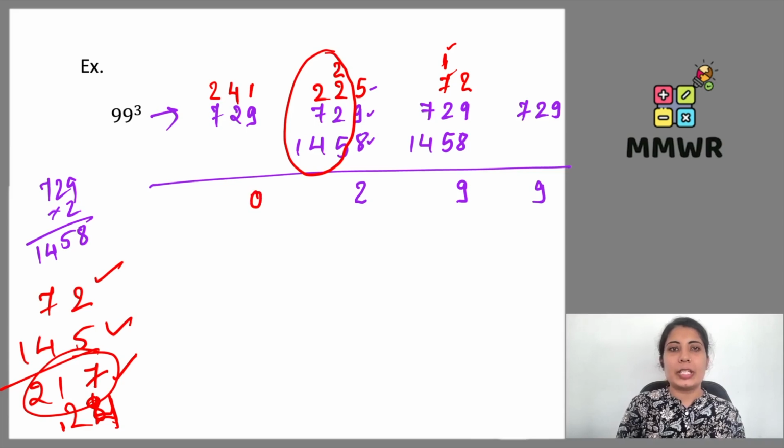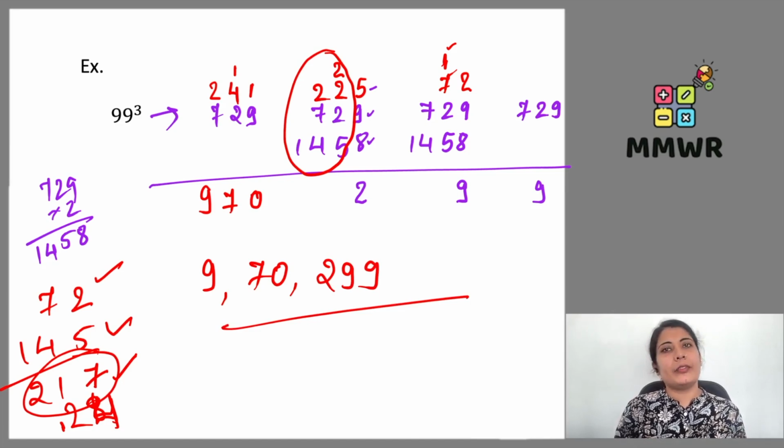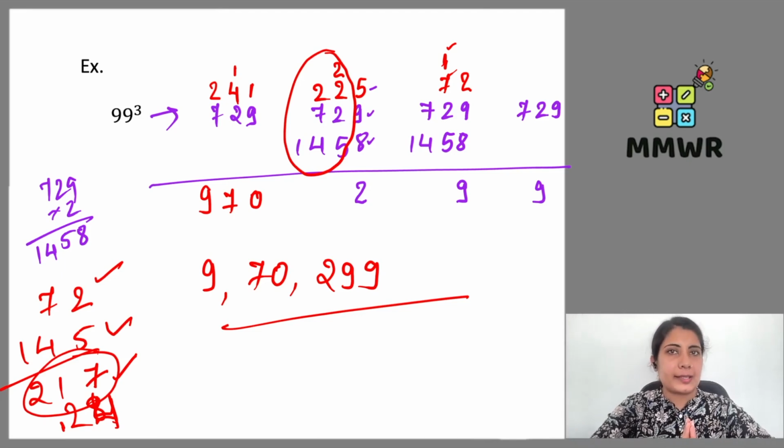Now 9 plus 1, 10, carry over 1. 4 plus 2 plus 1 gives me 7 and 7 plus 2, 9. So 9,70,299 will be the cube of 99. Okay. So this way we got the cube of all the numbers which have the same digit at both the places. I hope you find this so easy to apply, easy to understand as well.